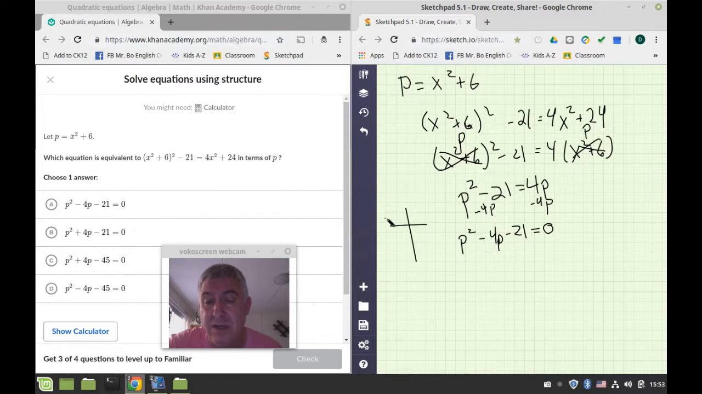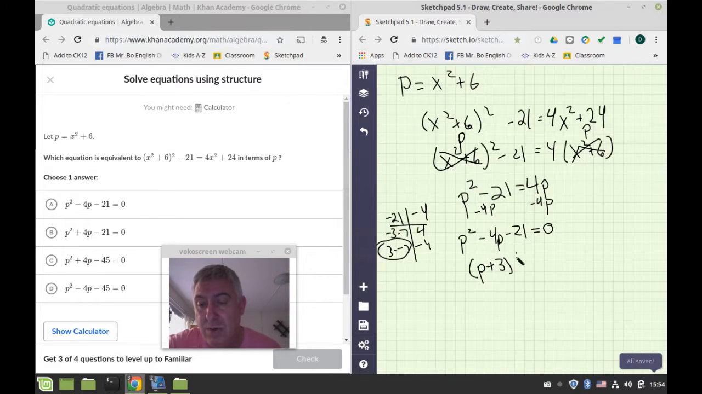So I want something that multiplies out to be negative 21 that adds to be negative 4. So let's see, I have negative 3 times 7, and that adds up to be 4, and I have 3 times negative 7, and that adds up to be negative 4. So those are my factors, and I end up with p plus 3 or p minus 7 is equal to 0. So I have p equals negative 3 or p equals 7.